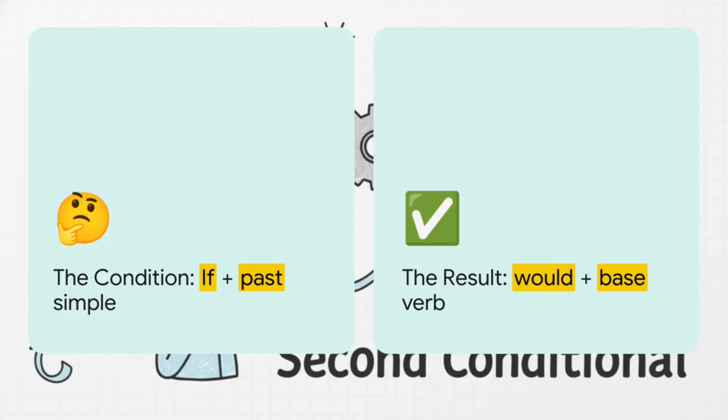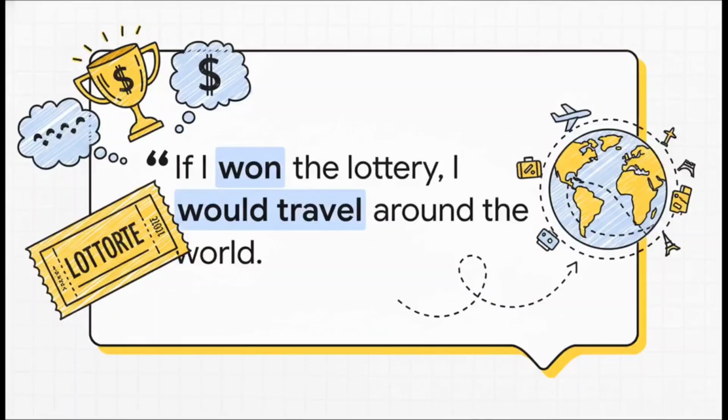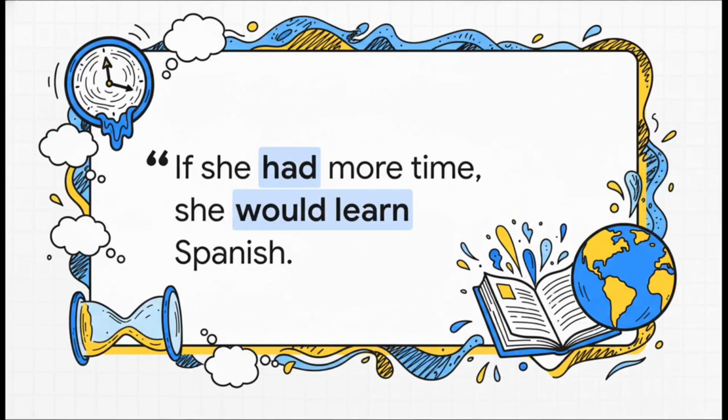That's the whole formula. Let's go back to our lottery dream for a sec. See the pattern now? If I won. Boom, that's your if plus the past simple. I would travel, and there it is, would plus the base verb. See how it perfectly separates the imaginary situation from its imaginary result? Here's another one, just to make sure it sticks. The condition, if she had more time. This is imaginary, right? Because in reality, she doesn't. She's busy. And the result of that imaginary condition, she would learn Spanish. We're talking about a reality that doesn't exist, but the grammar makes it crystal clear.